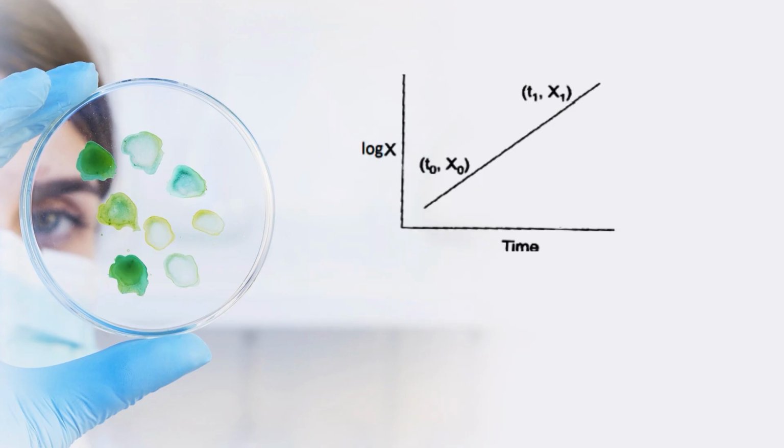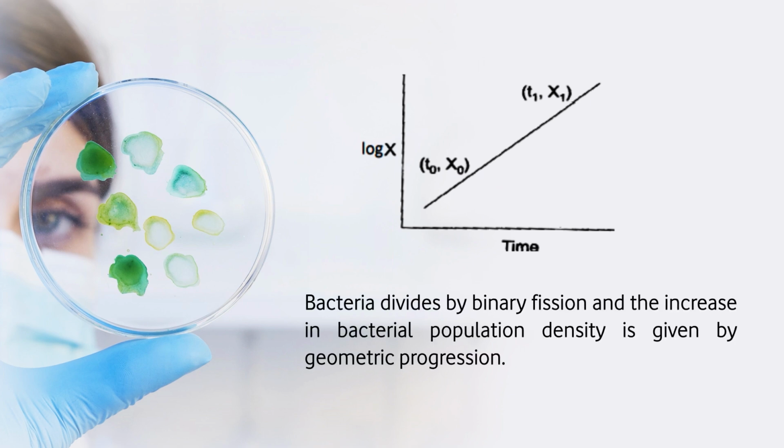So it will look like this. If we plot log of x on the y-axis and time on the x-axis, it will give a straight line, because it gives an exponential growth, and it will look like this, and the slope will give you mu by 2.303. Bacteria divide by binary fission, and the increase in the bacterial population density is given by geometric progression like this.